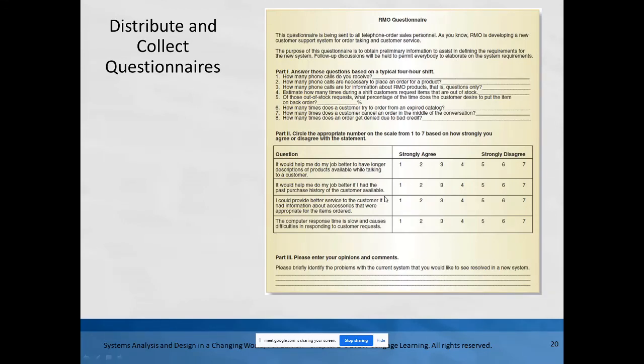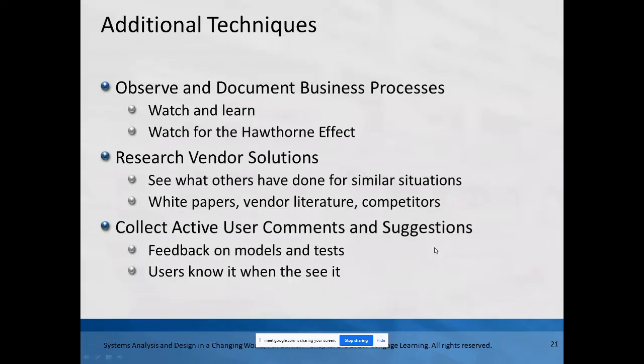And then down here we see these Likert scale questions, from strongly agree to strongly disagree. It would help me do my job better to have longer descriptions of products. So you'd make your analysis after the fact based on how many people said they strongly agree versus disagree with this. And then finally at the bottom we have more of an open-ended thing, these qualitative questions that you can get answers to. Additional techniques. Observing and watching.